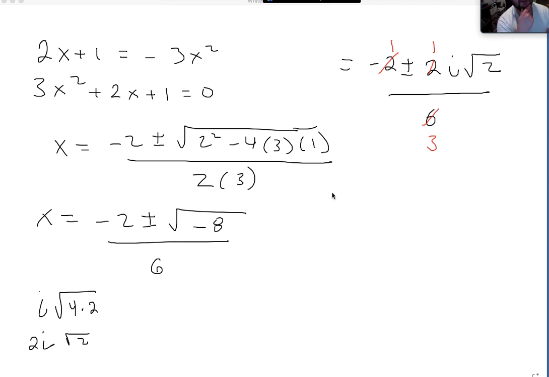So if I slip down here with that, then I get x equals negative 1 plus or minus, I don't need to write the 1i. It's like writing 1x, so I'll just leave it plain i root 2.